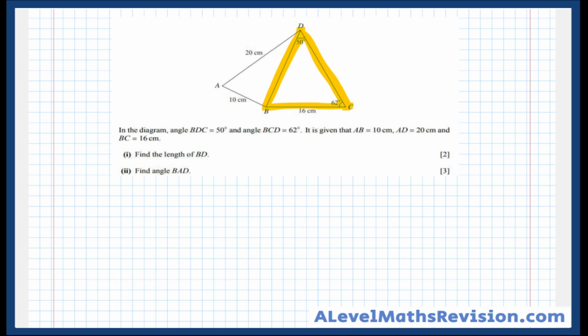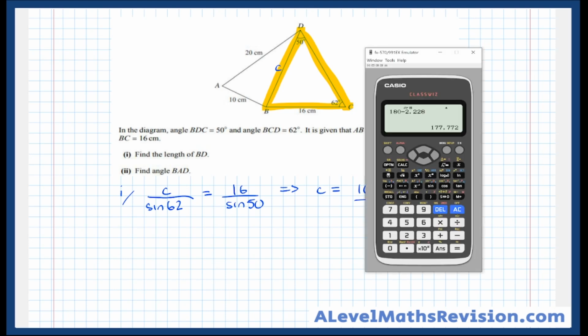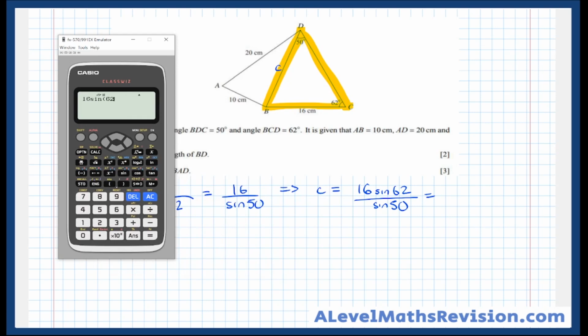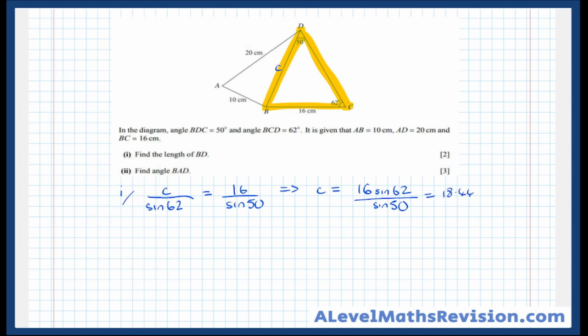And a bit of advice, it's always easier to put the unknown that you want on top. So the unknown is this one here, which I'm going to call little c, because it's directly opposite big C. So the length of BD, so we've got c over the sine of the angle opposite, sine 62, equals 16 over the sine of the angle opposite, which is 50, which means that c equals 16 sine 62 over sine 50, which is equal to 18.44 centimeters. Units are important.